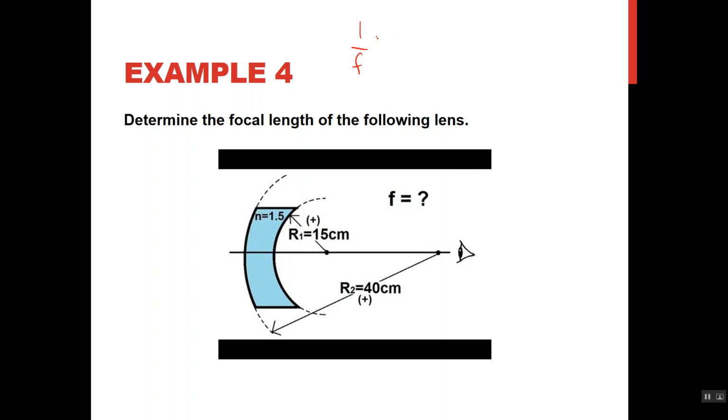The formula is 1 over f equals (n minus 1) times (1 over R1 minus 1 over R2). In meters, yeah. It doesn't have to be. If you leave them in centimeters, your answer will be in centimeters, because n doesn't have a unit, and R1 and R2 are subtracted, so they'll be the same unit.